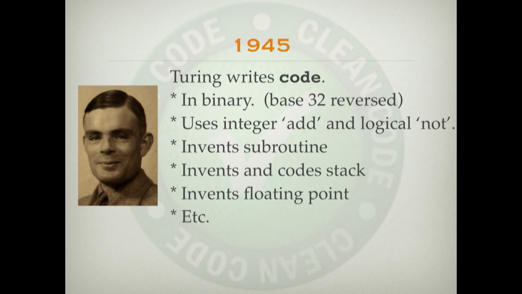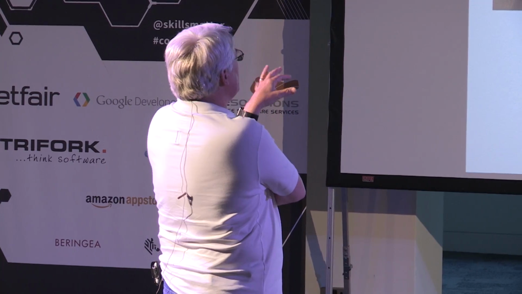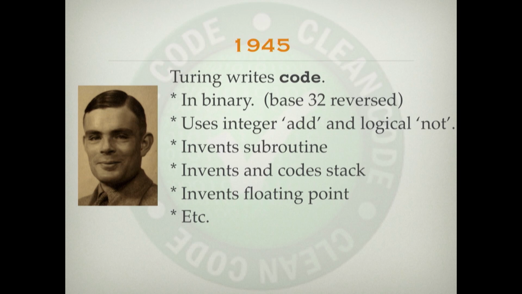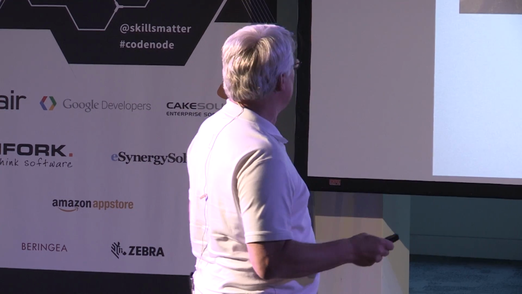1945, this guy, Alan Turing, is writing real code that we would recognize in binary, base 32, reversed, by the way. He wrote it right to left for whatever reason. He uses integer add and logical not. He invents the concept of a subroutine. While he's working in 1945, he invents the concept of the stack. He does not call the operations push and pop. He calls them bury and unbury. But it was a stack nonetheless. And he also conceives of the idea that the stack would be used to save subroutine return addresses, which was a very novel idea at the time.